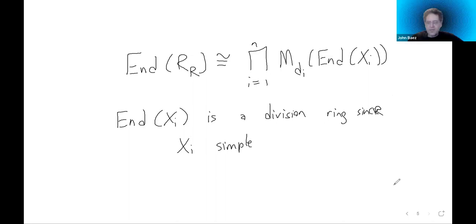Yeah, I went through the proof of that. I'll mention something, which is that when you prove that, what you do is you look at an endomorphism of your simple object. And you want to show that it's either zero or invertible. That's what division ring means. And so what you do is you look at the kernel of that morphism and the cokernel of that morphism.